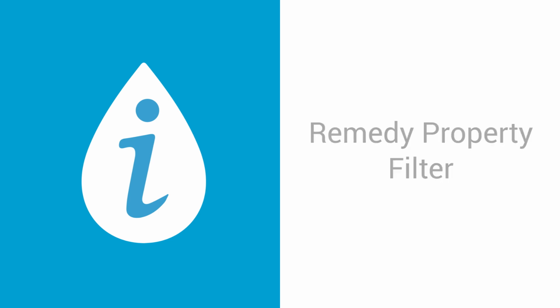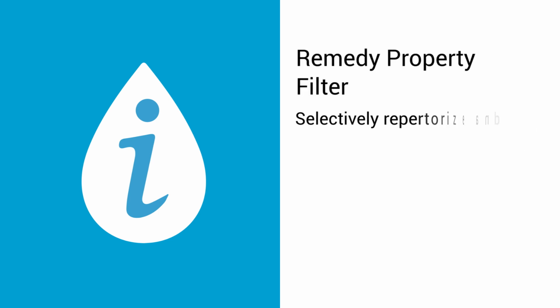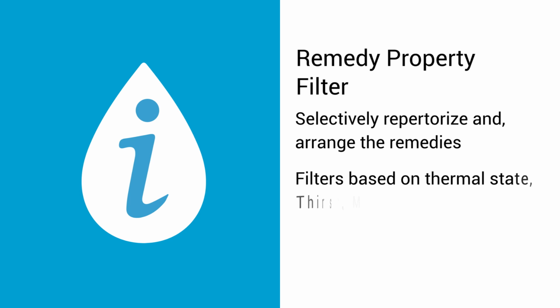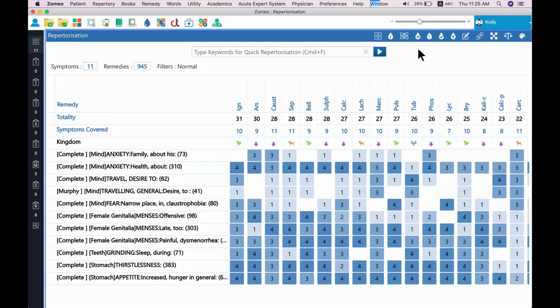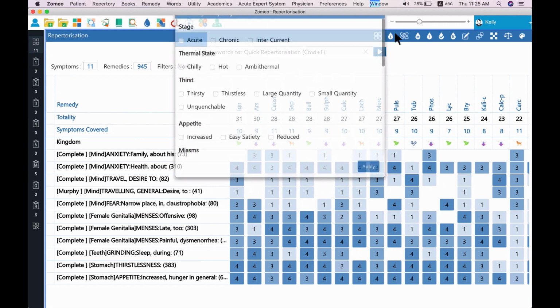Remedy Property Filter in Zomeo helps you to selectively repertorize and arrange the remedies based on the specific attributes of your patient, like thermal state, thirst, miasms, and so on. To open the Remedy Property Filter, click on the Property Filter icon, or press Alt+P.